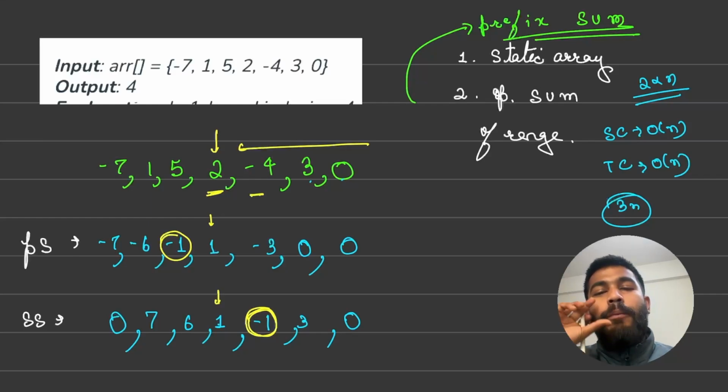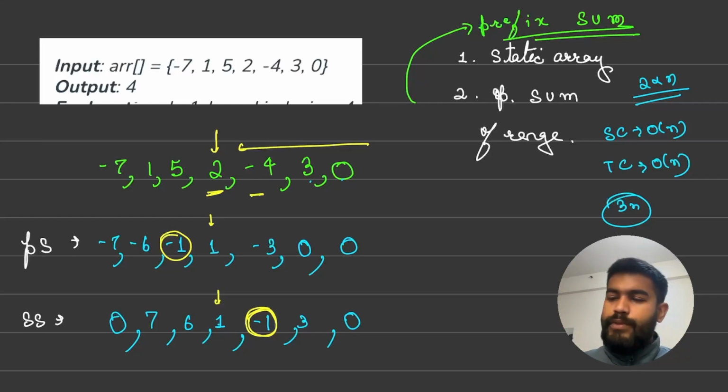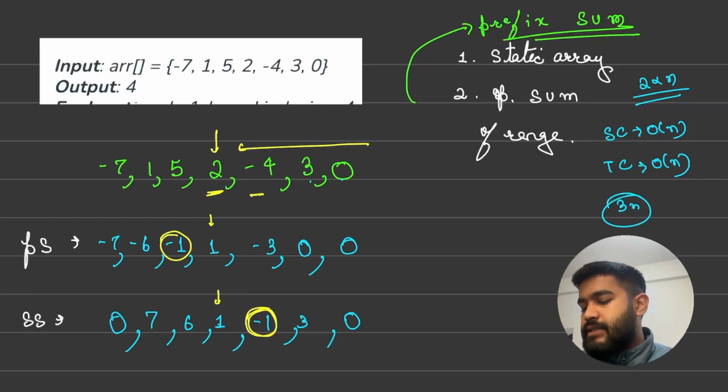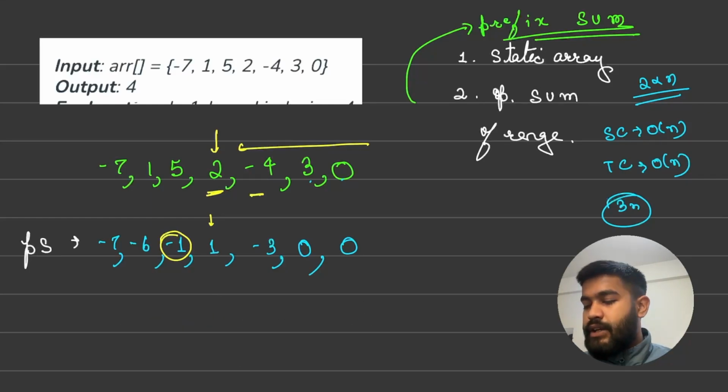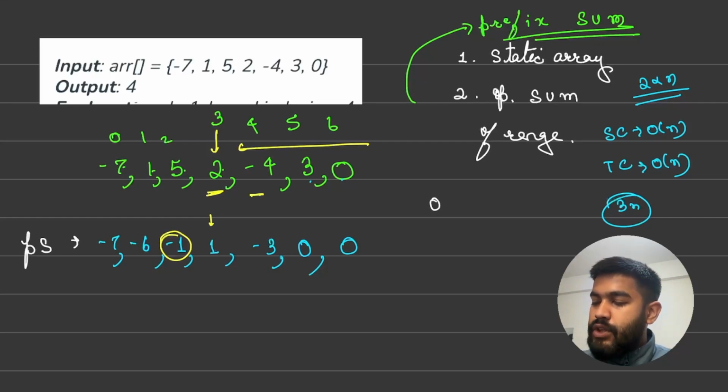So can we optimize this more? And yes, we can optimize this more. How? We don't really need the suffix sum to get the sum from the range. So this is just like if I am standing at the index 3, with indices 0, 1, 2, 3, 4, 5 and 6. This just means that I need the sum from 0 to how much? 3 minus 1, that is 2.